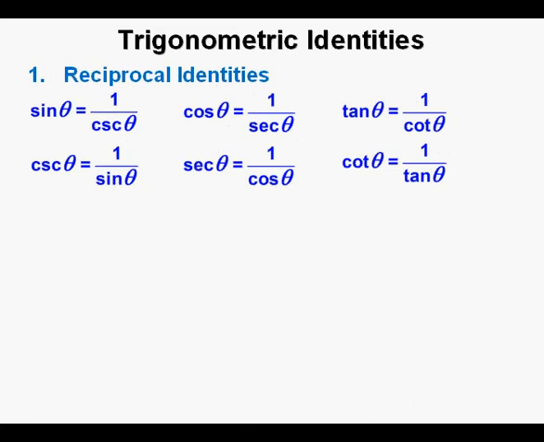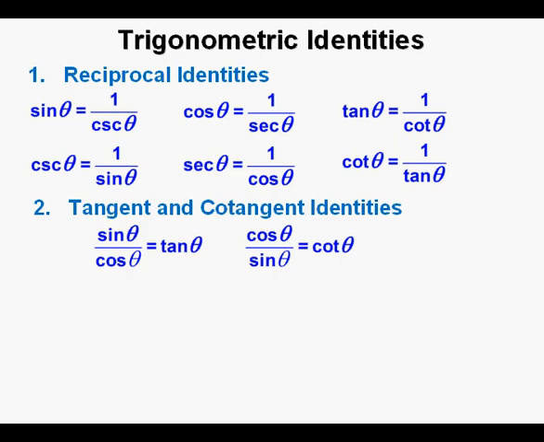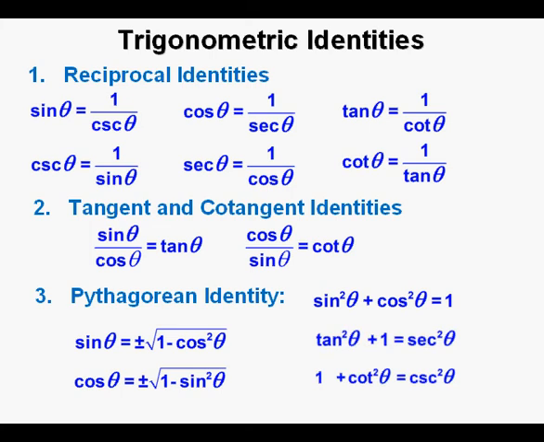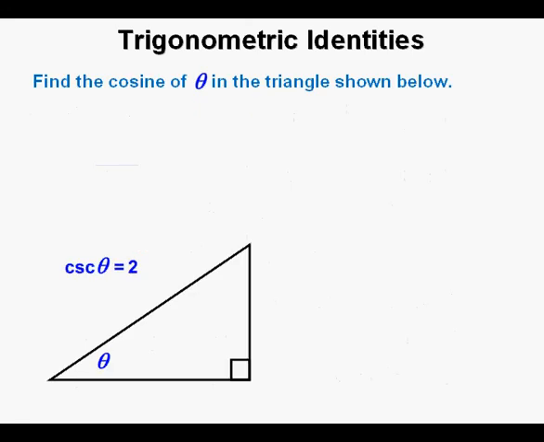Let's review the identities we've covered in this lesson. We've covered the 6 reciprocal identities, we've covered the tangent and cotangent identities, and then we have the Pythagorean identity. And derived from the Pythagorean identity, we have the identity solved for sine theta and also for cosine theta. And lastly, these two derivations, the one with tangent squared theta plus 1 equals secant squared theta, and one where cotangent squared theta plus 1 is equal to cosecant squared theta.